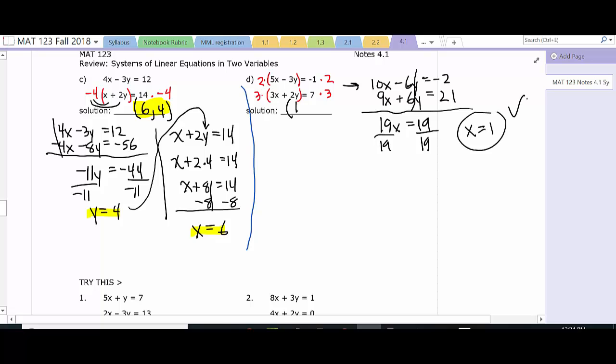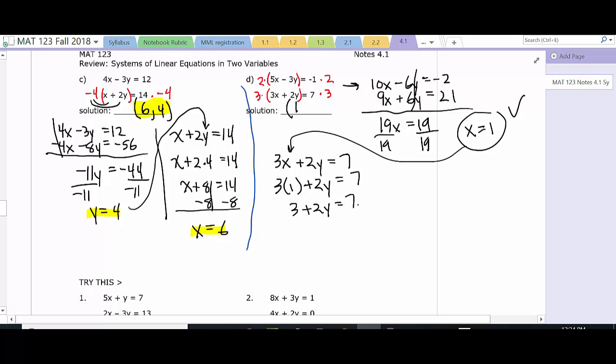Okay, now when you find the other variable, it's always the same. Pick an equation and plug in the x into that one. Okay, I'm going to pick the second equation. It does not matter. The reason I would pick the second equation is because it doesn't have any negatives in it. Negatives usually, there's more room for error is the way I look at it. So I just plug the x in here. So I have 3 times 1 plus 2y equals 7. So that would be 3 plus 2y equals 7.